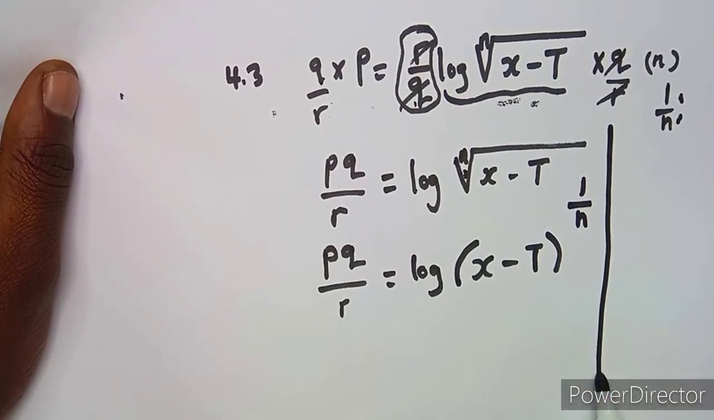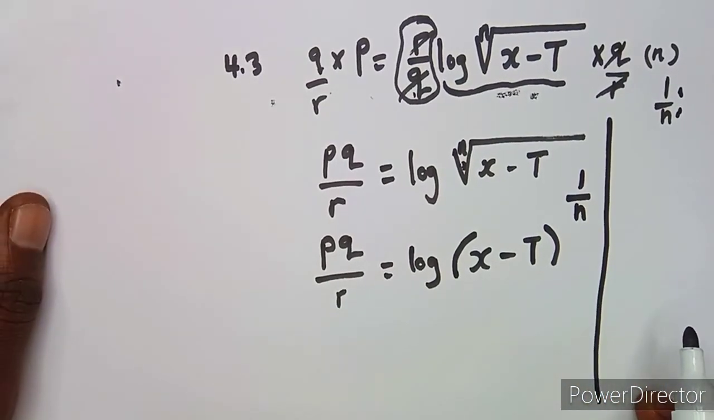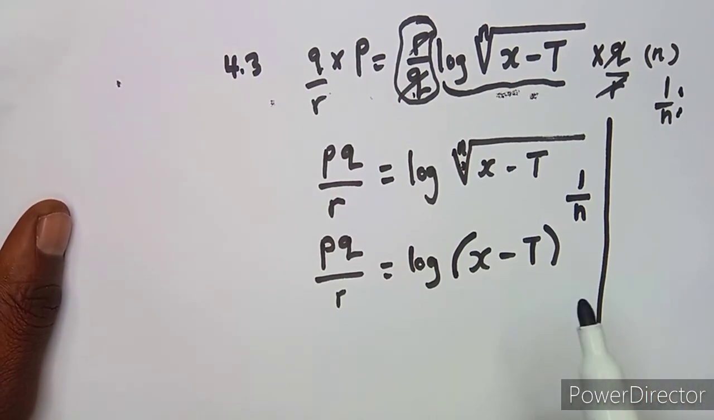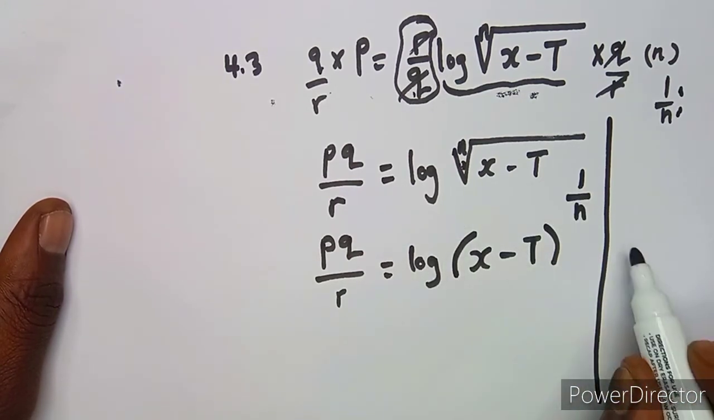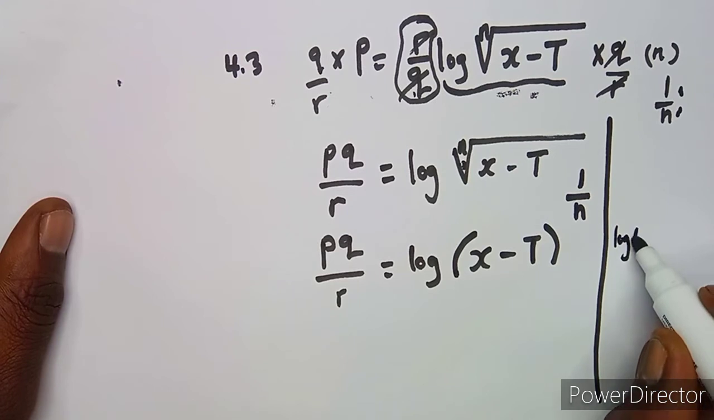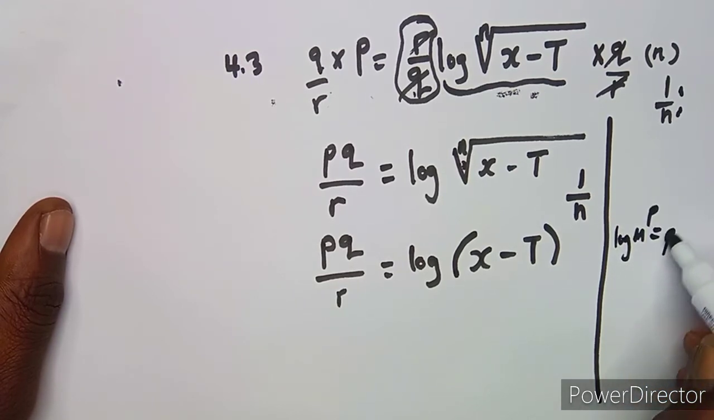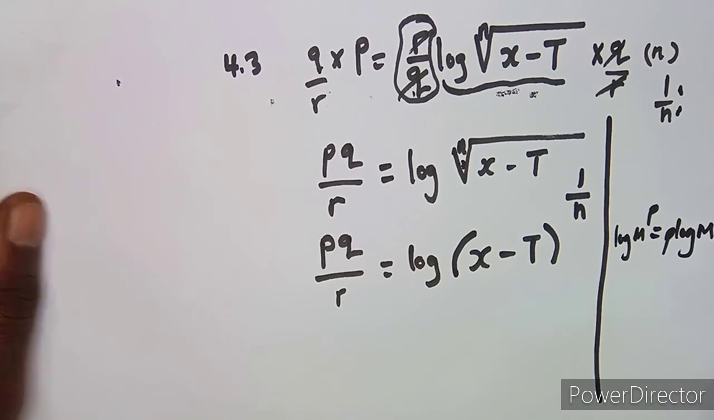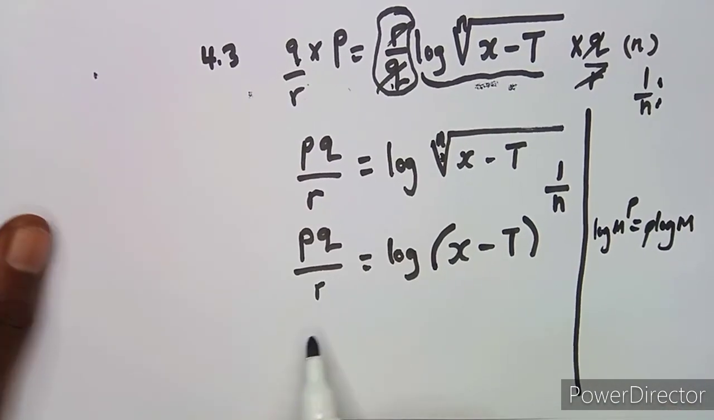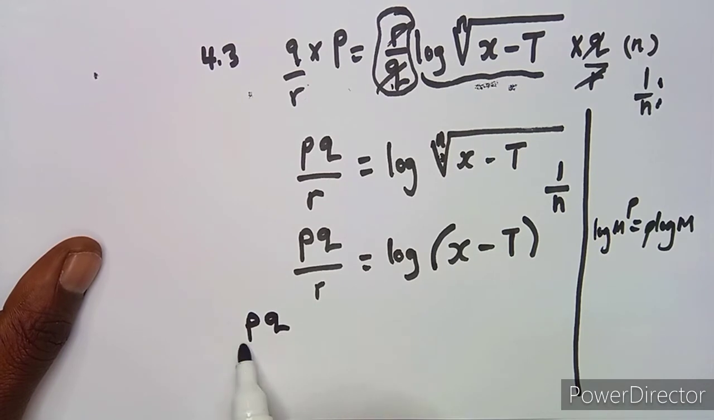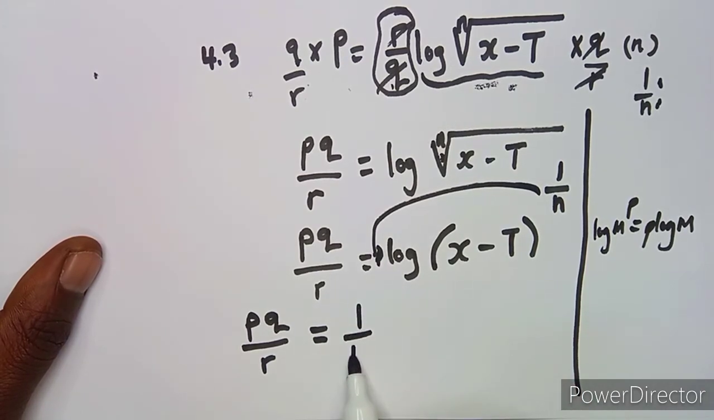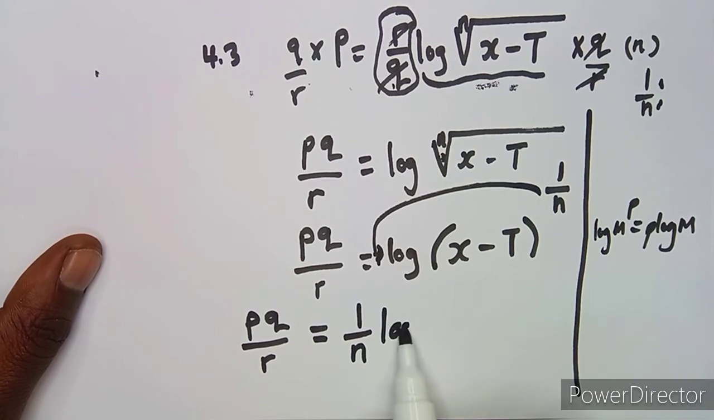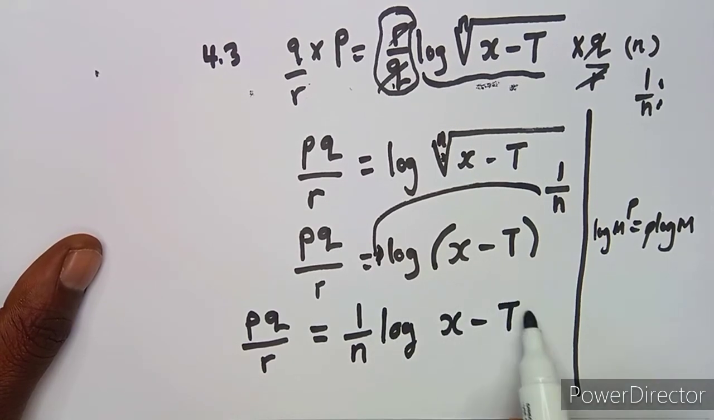of which now it can make a lot of sense. Why? Because we know that we can actually remove this n by just dropping the exponent. Remember, if you are given log m to the exponent of p, it is the same as p log m. All right, so that means here we can be left with pq over r like this, which is equal to, you have to drop the exponent, which is 1 over n. Okay, then we have got log x minus t like this.